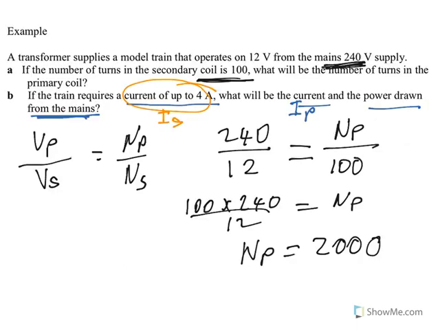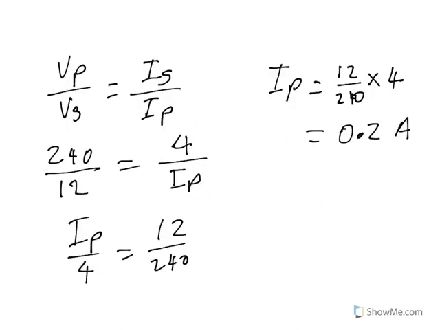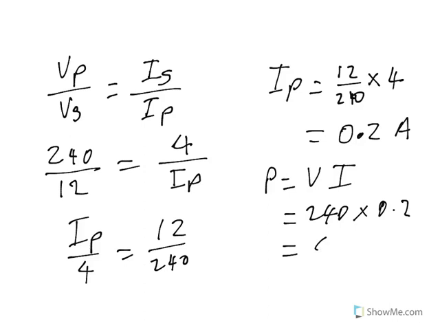Part of that question, the power drawn. Yep. So the power drawn from the mains, so we're talking mains, power, and so power P equals VI, and we're talking the mains, so the mains is 240, and we just found out the primary current was 0.2, and so that's 48 watts. Alright.